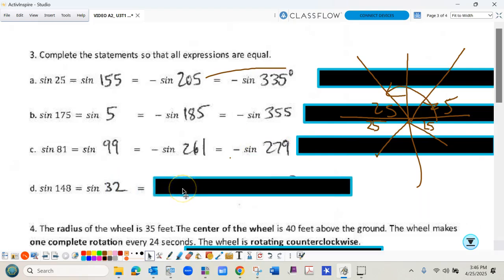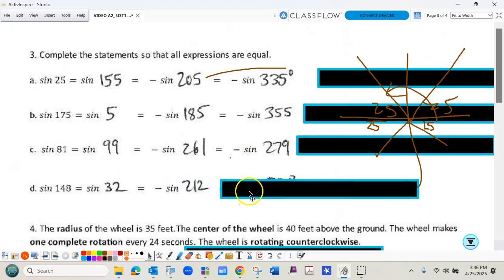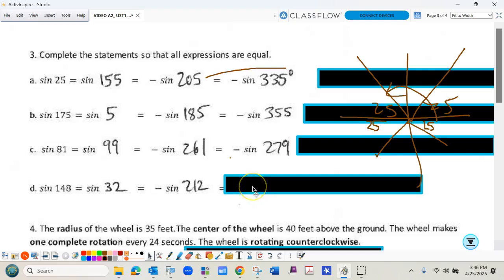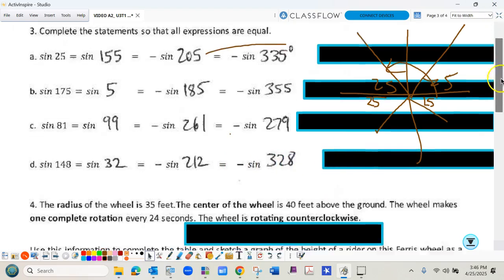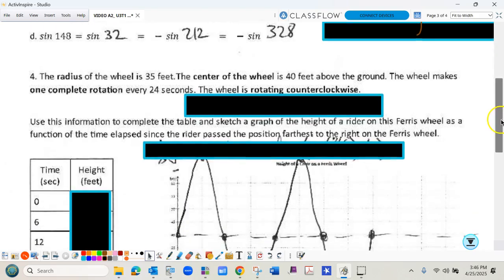Last one, 148 has the same sign as 32 with a negative in front in quadrant 3. 212 with a negative in front in quadrant 4. 328.